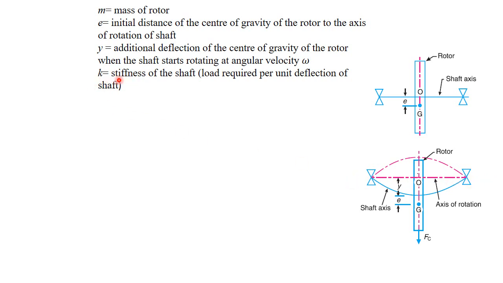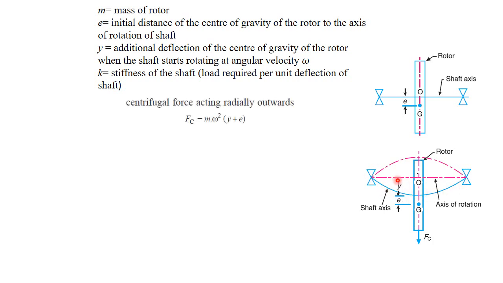If k is the stiffness of the shaft, when the shaft starts rotating, we know that excessive centrifugal force will be created due to the eccentricity between the rotor and the shaft axis, and this centrifugal force will be resisted by the stiffness of the shaft. So the resisting force is due to the stiffness of the shaft.